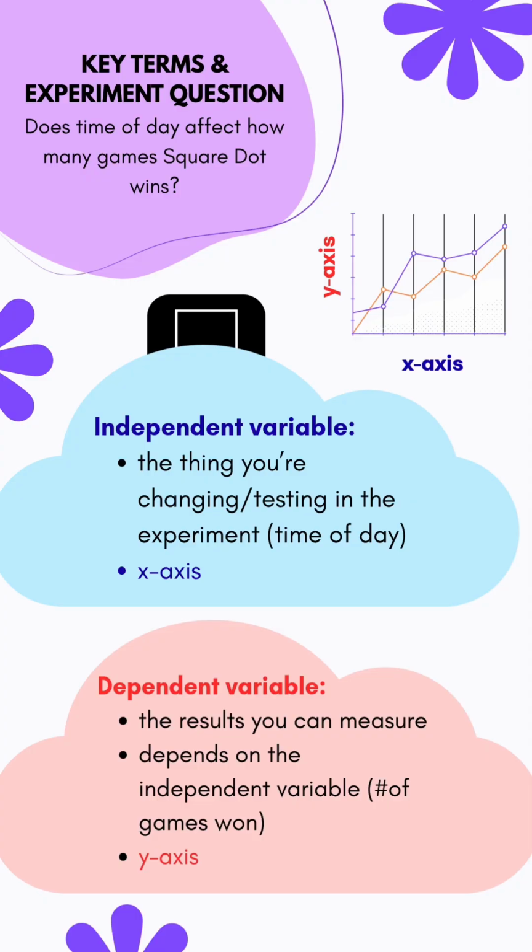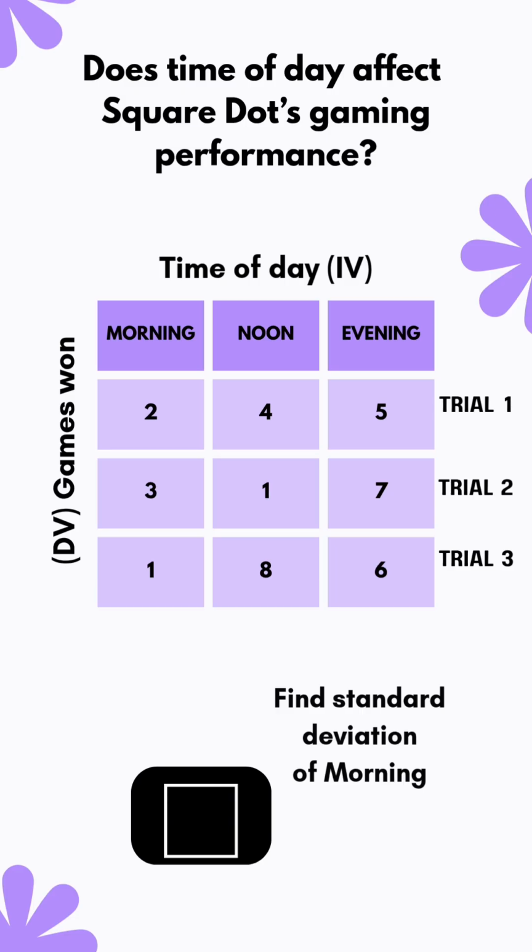Now, why does this matter? Why do we care? Well, the data we get from the dependent variable is important to calculate the standard deviation. So here we can see our experiment results. We got the number of games Square Dot won per time of day, and we chose to do the trial 3 times. So we did our experiment 3 times, in other words. And we're asked to find the standard deviation of the morning section.